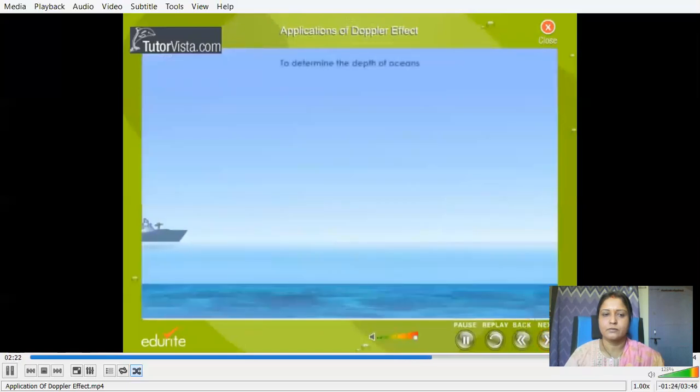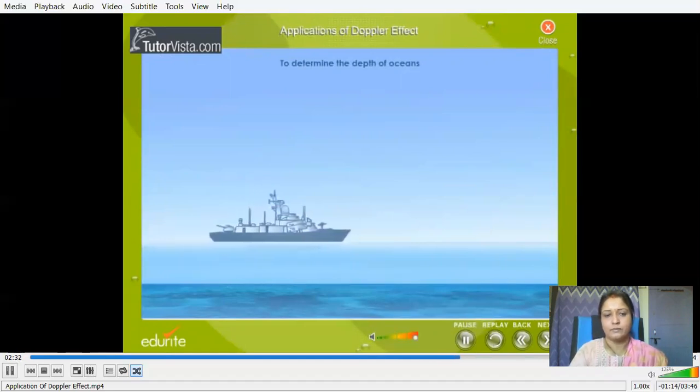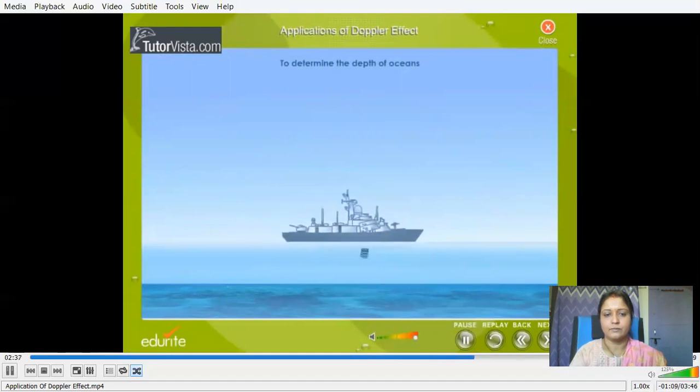To determine the depth of oceans, we can apply the Doppler effect for estimating the depth of the oceans. For this, we make use of a sonar. A transmitter from a ship transmits sound waves towards the ocean floor. These waves are then reflected by the ocean floor and are received by the receiver. Note the time taken by the waves to come back to the source. Now we can estimate the depth of the ocean by using the formula d = v × t / 2, where v is the velocity of sound waves and t is the time taken.